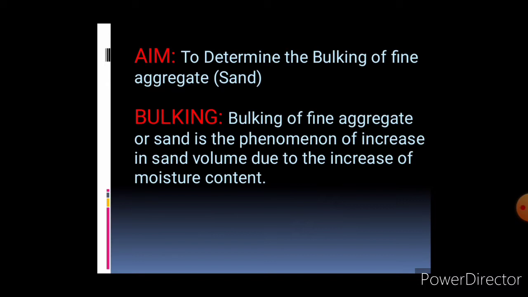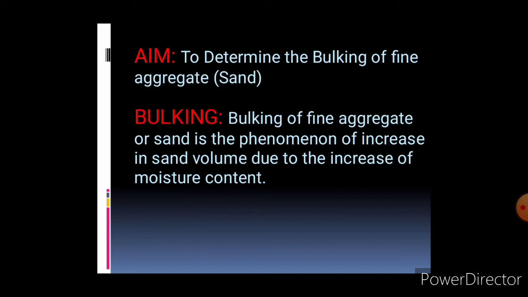Then how to calculate bulking of sand? There is a formula: bulking of sand is equal to (H1 minus H2) divided by H2, multiplied by 100. Where H1 is the volume of loose sand in ml, and H2 is the volume of saturated sand in ml. So bulking of sand is measured in percentage.